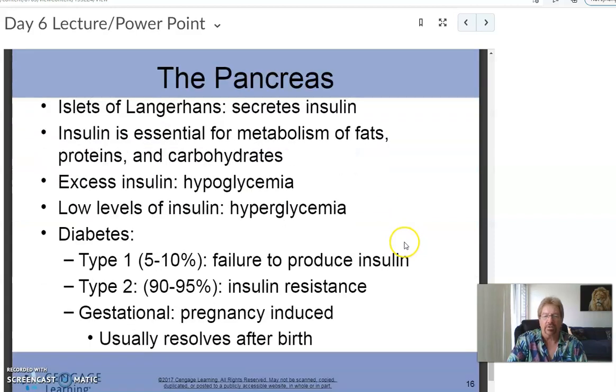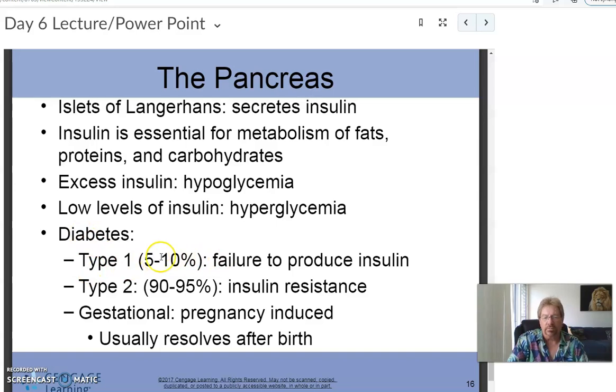The pancreas is the only gland in the body that's both an endocrine and exocrine gland. Islets of Langerhans are the tissues that secrete insulin. Insulin is essential for metabolism of fats, proteins, and carbohydrates. If you have too much insulin, it removes too much sugar out of the blood, so you have hypoglycemia. If you don't have enough insulin, like in diabetes, you have hyperglycemia, too much sugar in the blood.